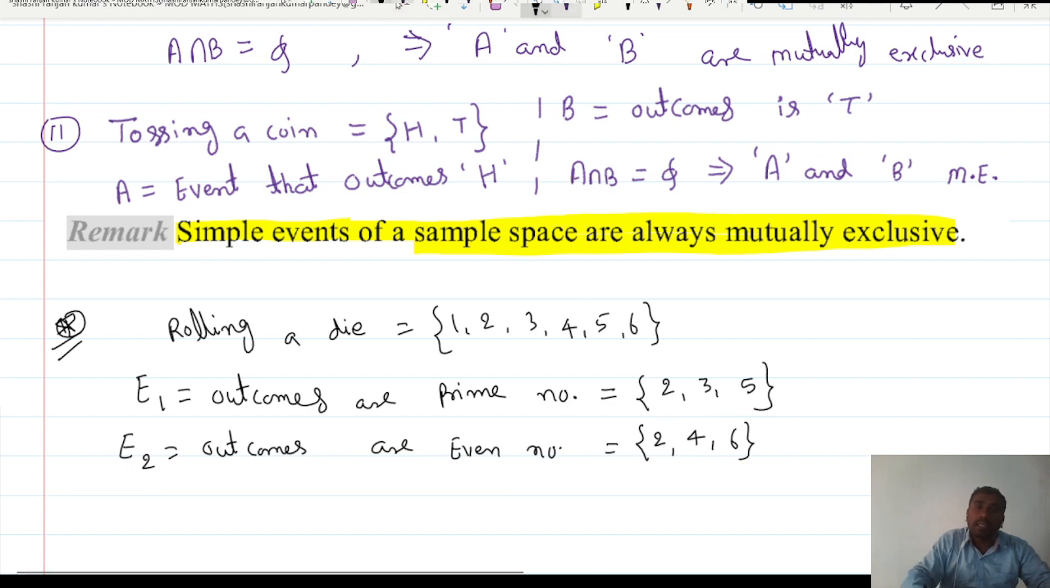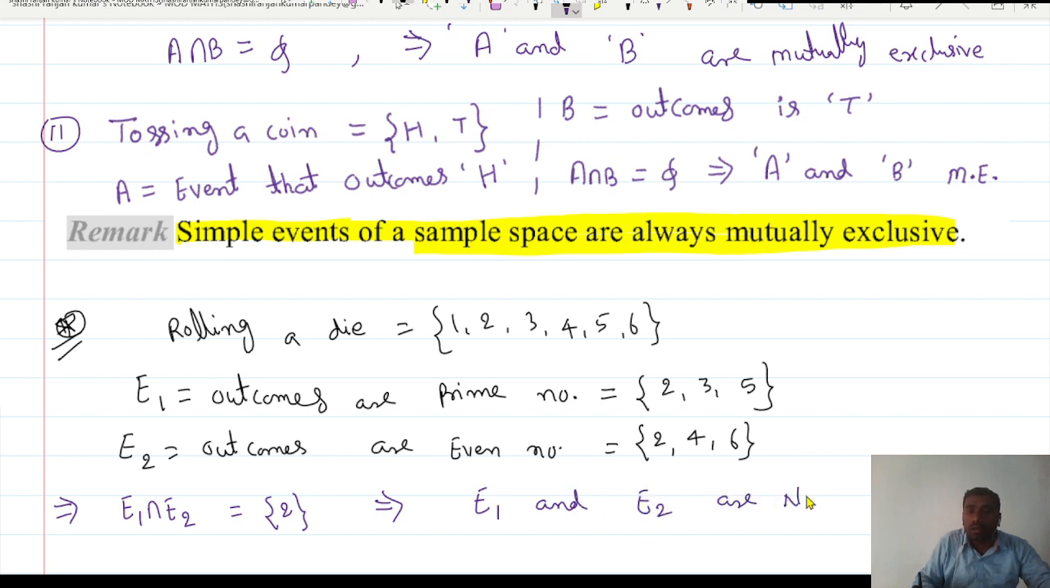Now someone asks, are E1 and E2 mutually exclusive here? If you find E1 intersection E2, you can clearly say 2 is common in both. This implies E1 and E2 are not mutually exclusive. Events are mutually exclusive only when there is no common point between them. Okay, fine.